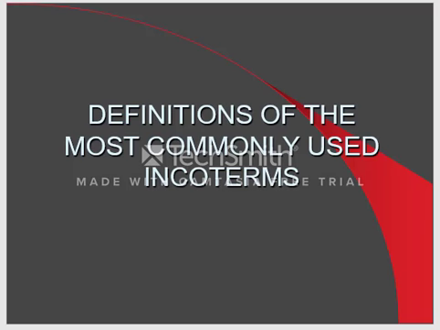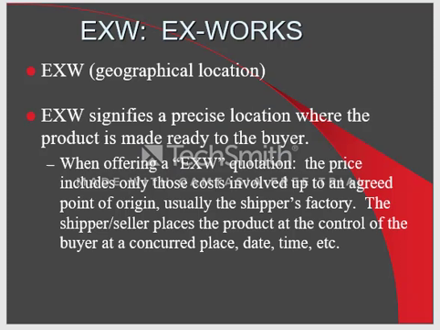Now let's move on to the definitions of the most commonly used Incoterms. EXW means ex works or the geographical location, which signifies a precise location where the product is made ready to the buyer. When offering an EXW quotation, the price includes only those costs involved up to an agreed point of origin, usually the shipper's factory. The shipper or the seller places the product at the control of the buyer at a concerned place, date, time, etc.